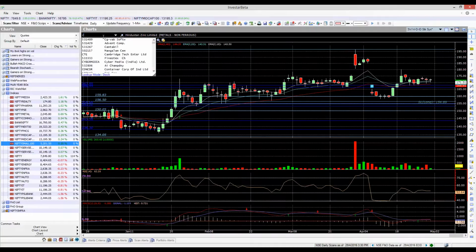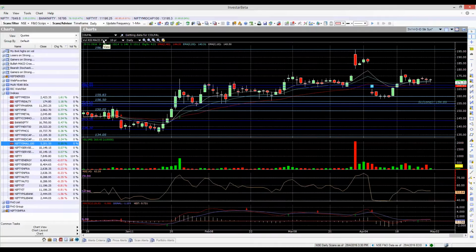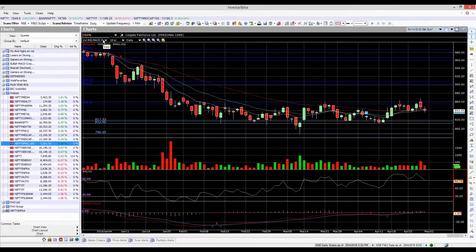So another very different stock which we don't usually look at, Colgate-Palmolive. Just boggles my mind that this is something which just makes toothpaste, and the stock is close to 1,000.